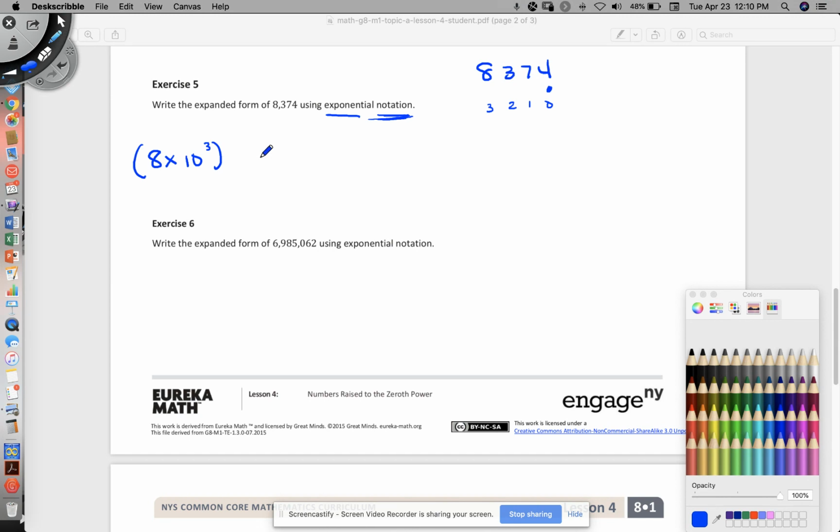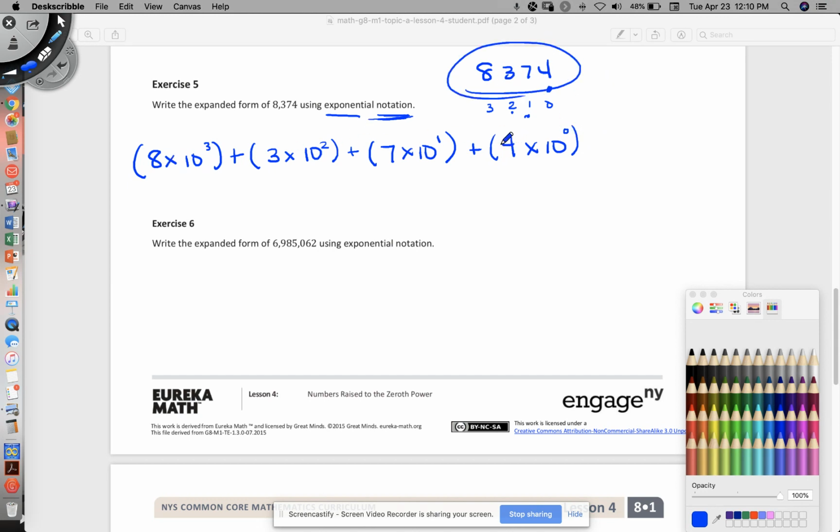And then I'm going to add that to the next number. What's my next number? 3. So 3 times 10 to the second power, plus our next number, 7 times 10 to the first power. And finally, my last number is 4 times 10 to the 0 power. And that's writing it out in exponential notation. So if you were to multiply this all together, you'd get that. All right, let's try one that's a little bit longer. Let me pull this up so I have a little bit more room.